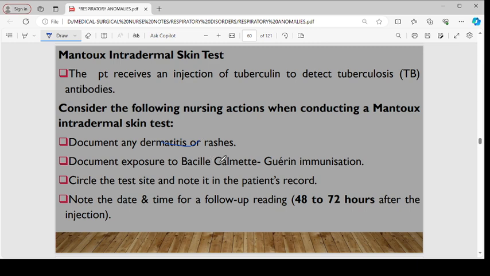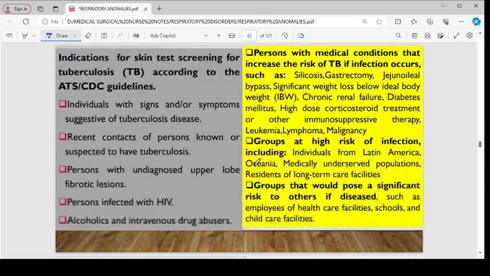You have to document exposure to bacilli and immunization, and you have to circle the test site and note it in the patient's record, and note the date and time for a follow-up, 48 to 72 hours after an injection, right? So we have several indications for skin test screening for tuberculosis according to the CDC.